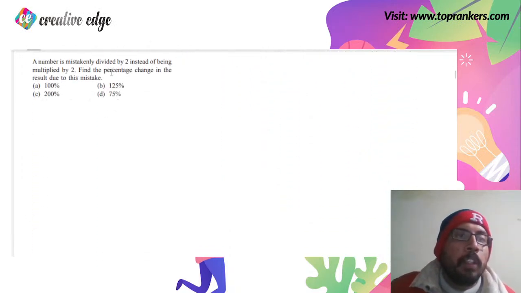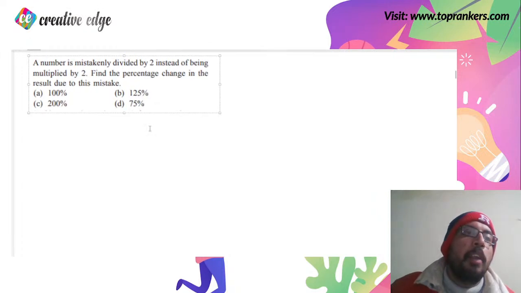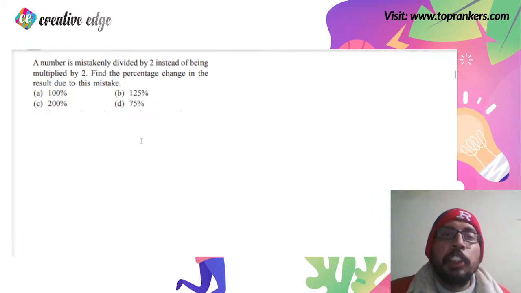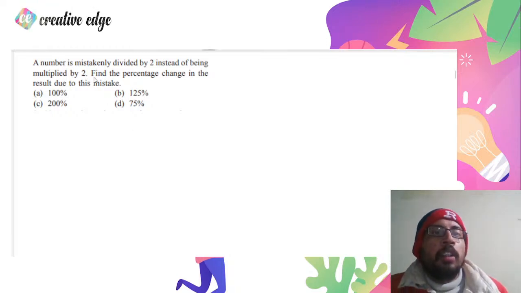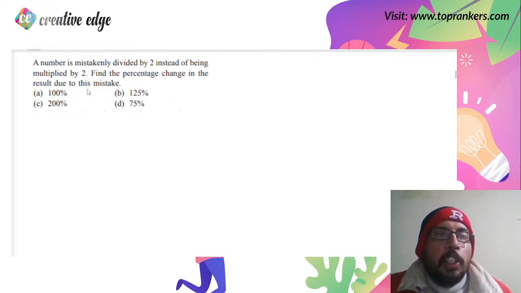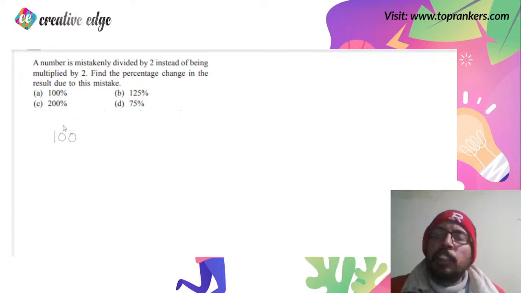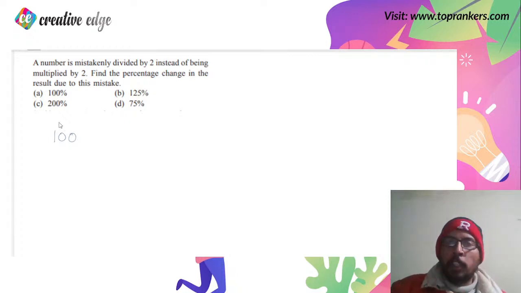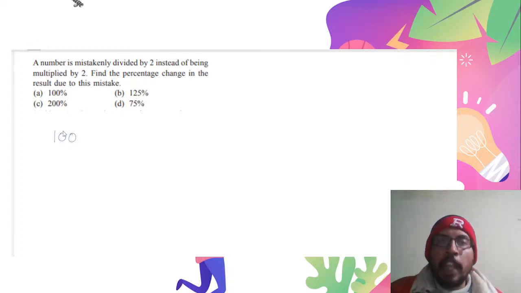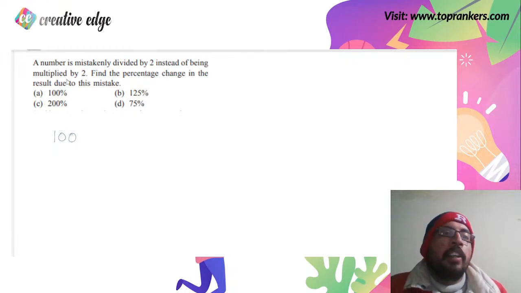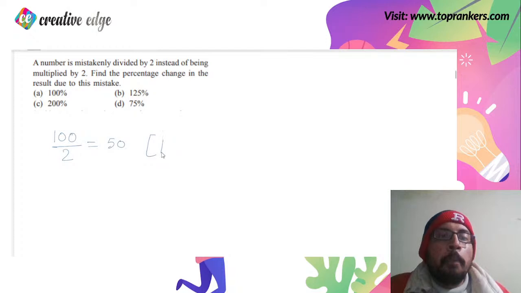Now the next question reads that a number is mistakenly divided by 2 instead of being multiplied by 2. Find the percentage change in the result due to this mistake. Let us say this is our number 100. You can assume any number x, y. I am assuming it 100 for the sake of easiness in my calculation. A number, let us say 100, is mistakenly divided by 2, so 100 divided by 2 equals 50. This answer came by mistake.